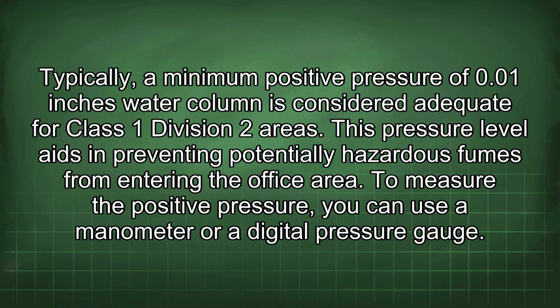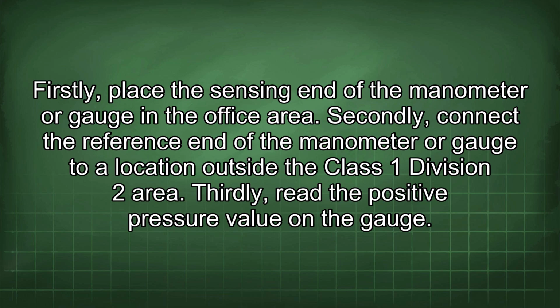To measure the positive pressure, you can use a manometer or a digital pressure gauge. Firstly, place the sensing end of the manometer or gauge in the office area. Secondly, connect the reference end of the manometer or gauge to a location outside the Class 1 Division 2 area. Thirdly, read the positive pressure value on the gauge.